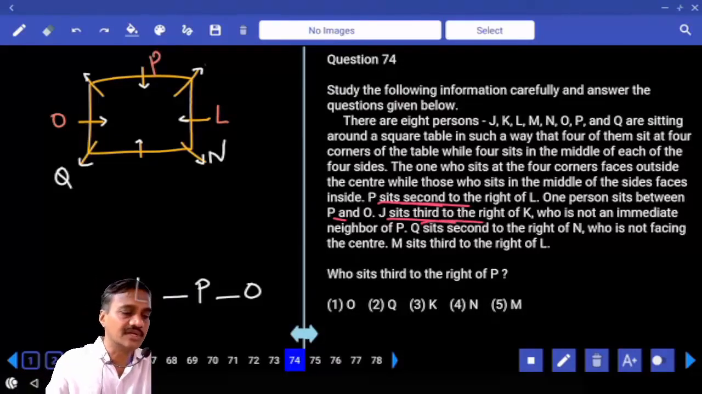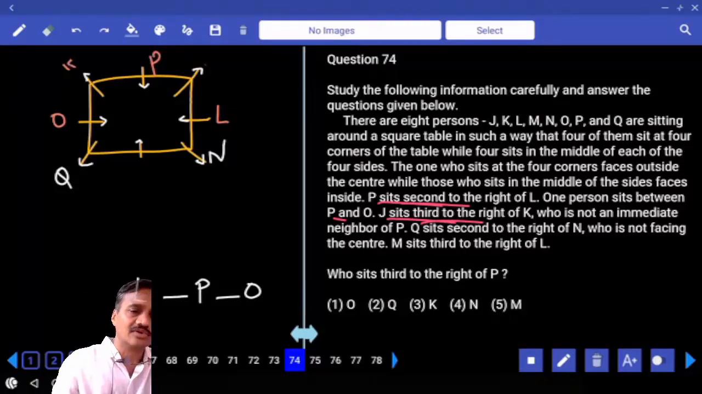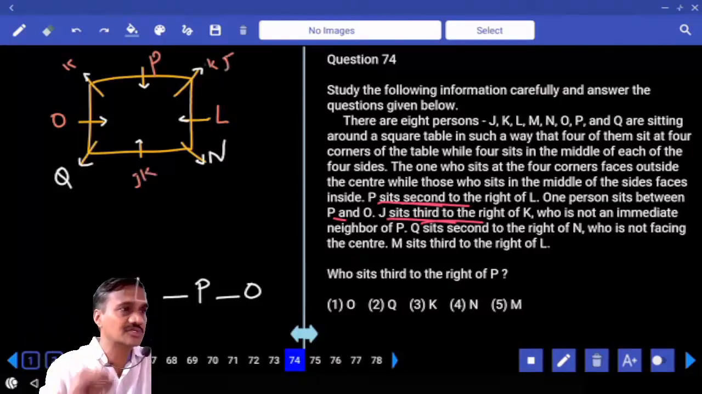J sits third to the right of K. And where can we have this K? If K is here, third to the right is not possible. If K is here, J sits third to the right of K, there is a possibility.